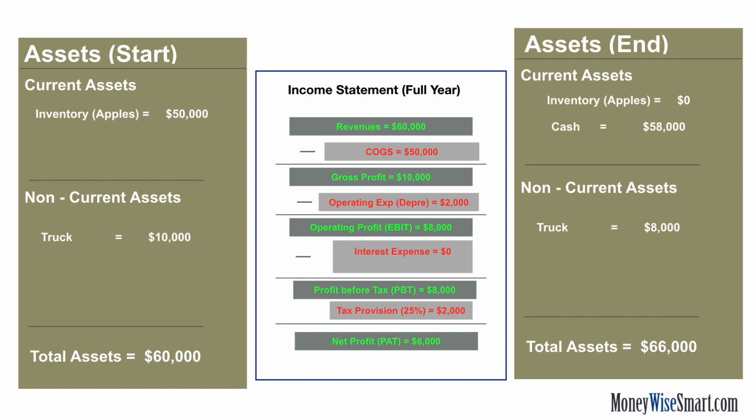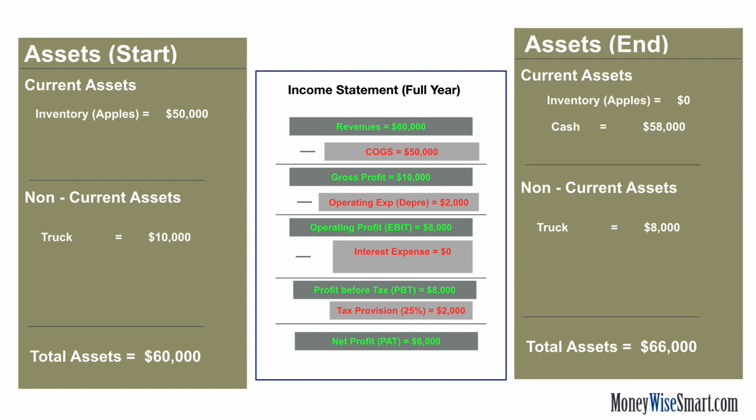My ending assets look like this. The business generates cash flow from operations of $58,000. I'm not going into the detailed calculation, but you can see it. It's basically the net profit of $6,000 plus the non-cash expense of $2,000, which is the depreciation. So that makes $8,000 plus the change in working capital, which is $50,000, because the business started with $50,000 of inventory and ends with $0 of inventory. So $50,000 got released from the working capital change.